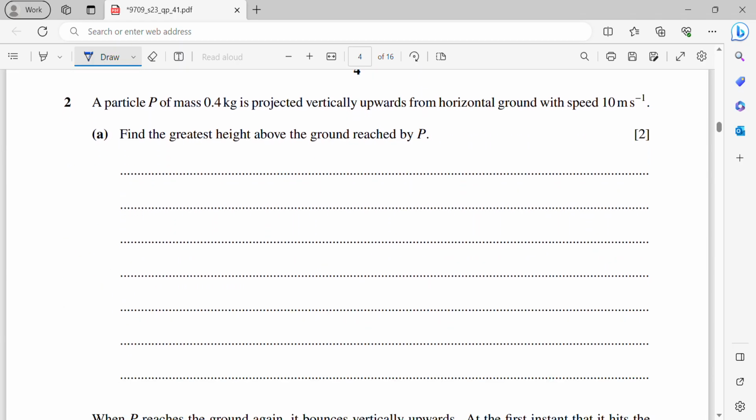Okay, now question number 2. A particle P of mass 0.4 kilograms is projected vertically upwards from horizontal ground with speed 10 meters per second. Find the greatest height above the ground reached by P. Okay, let's say this is the P. This is the ground. So it is projected upwards with the speed of 10 meters per second. Because it just involves one particle, I will just write U equals 10 meters per second.